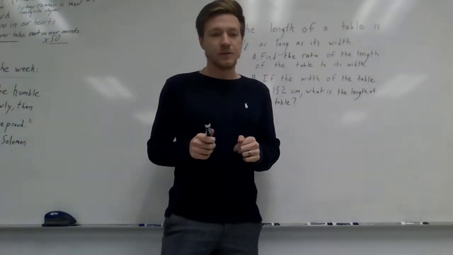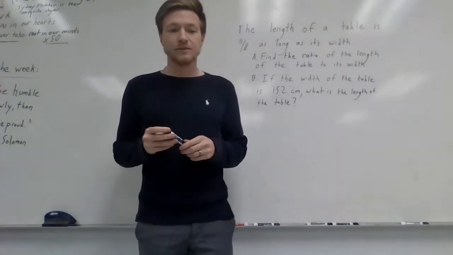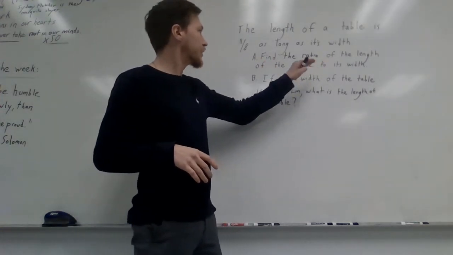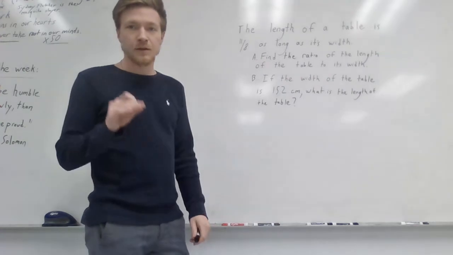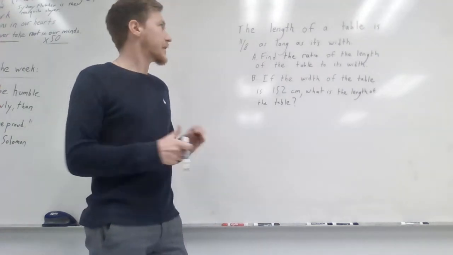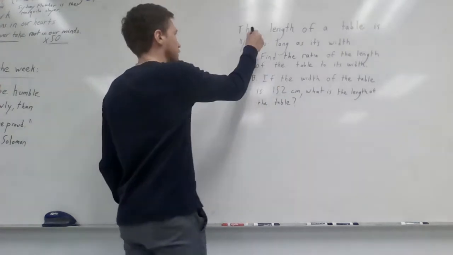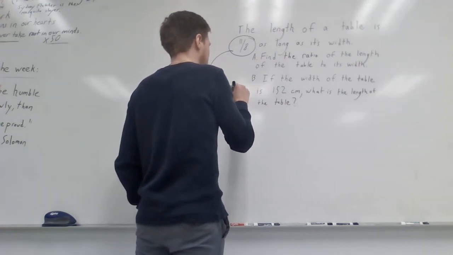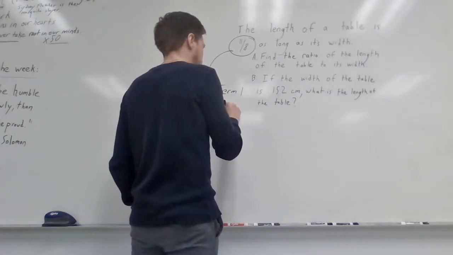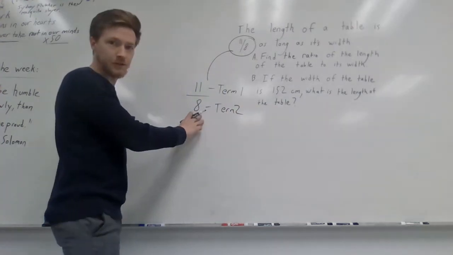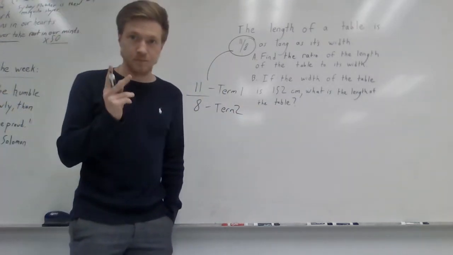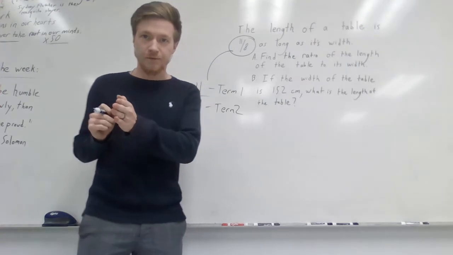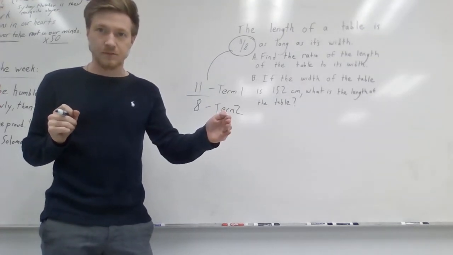It reads this. The length of a table is 11/8 as long as its width. The first part, A, asks us to find the ratio of the length of the table to its width. Let's start there. Whenever I have any sort of fraction, I know that the first term on top, the first value, is in reference to term 1. The second value, that is our denominator, is in reference to term 2. When I have a ratio, term 1 always goes first, term 2 always comes second.